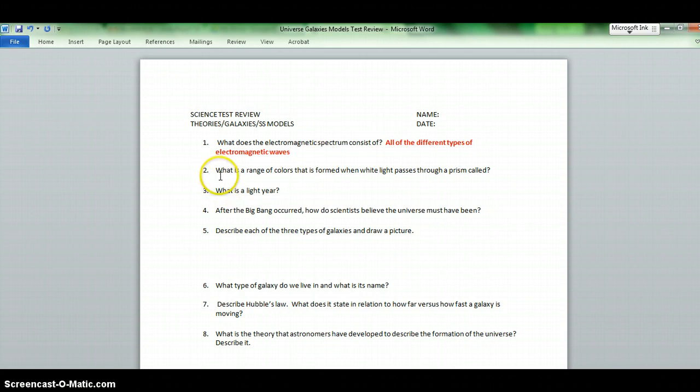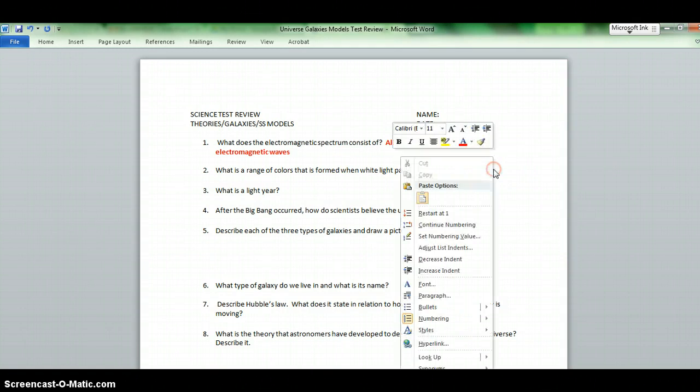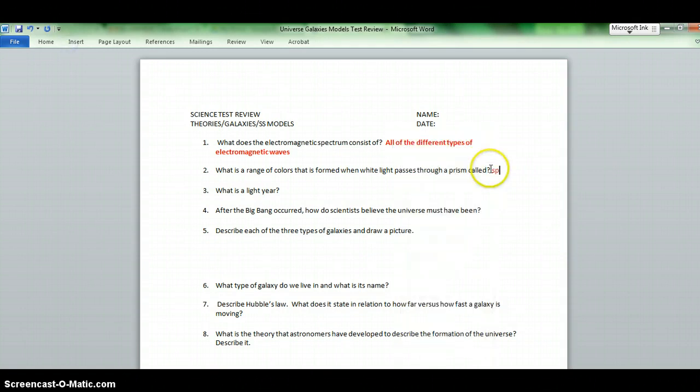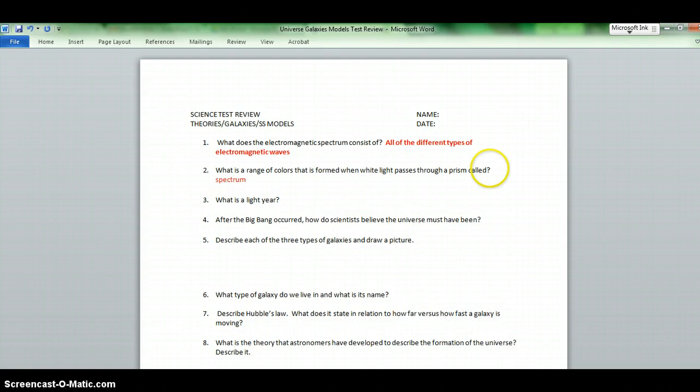which leads us to number two, what is a range of colors that is formed when white light passes through a prism? That is called a spectrum. And number three, what is a light year? It is simply the distance that light can travel in a year. That's almost kind of a trick question, but it is the distance light travels in a year.